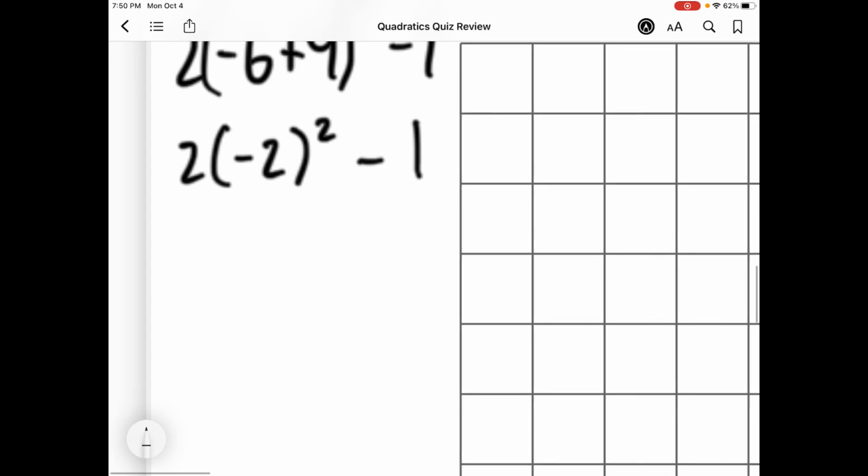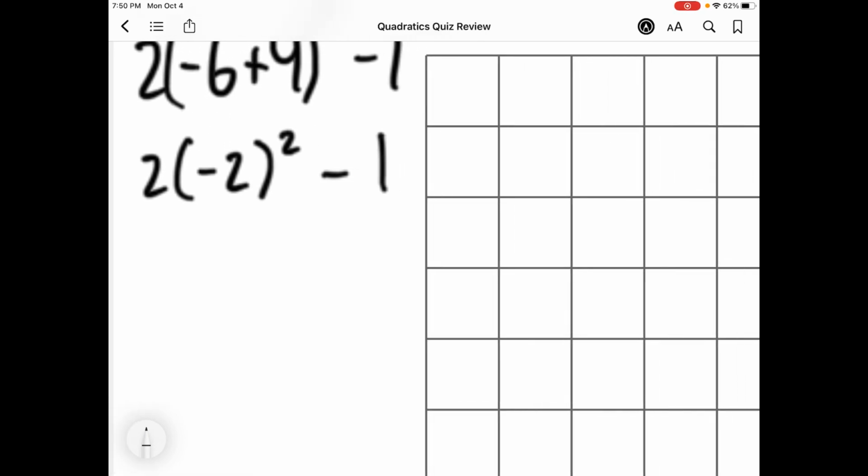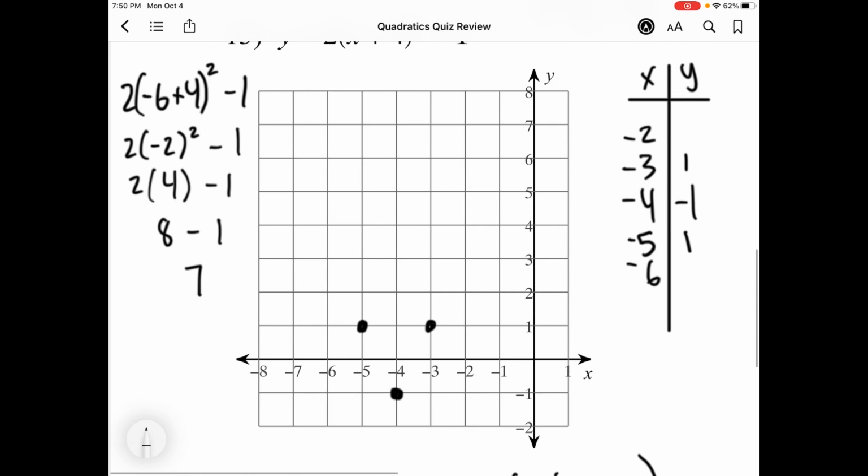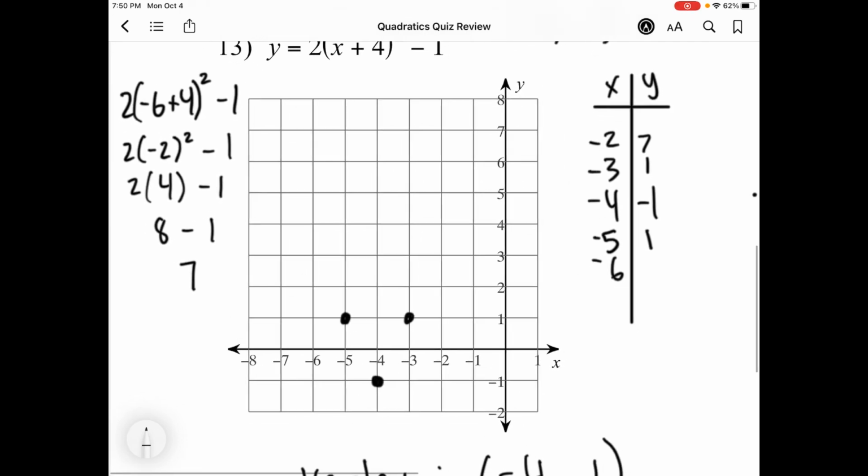Next, exponents, negative 2 squared. That's just negative 2 times negative 2, which is positive 4. So I got 2 times 4 minus 1. And next is going to be the multiplication. So 2 times 4 is 8. And then 8 minus 1 is 7. So both of those points right there are going to be 7.